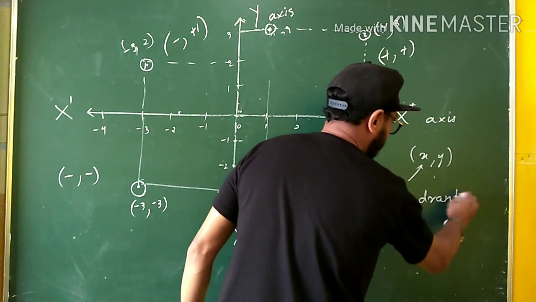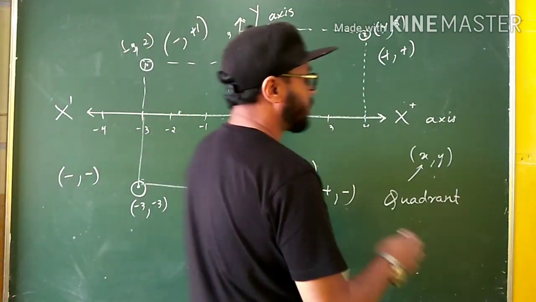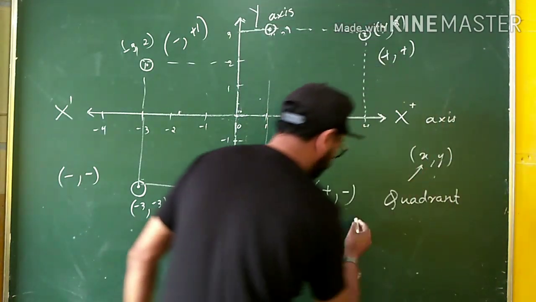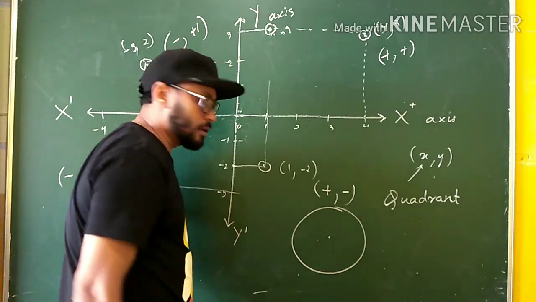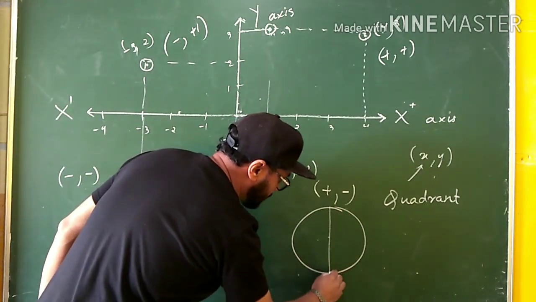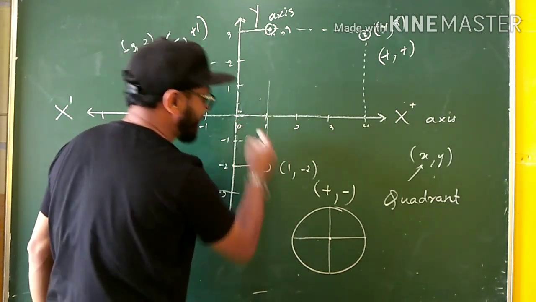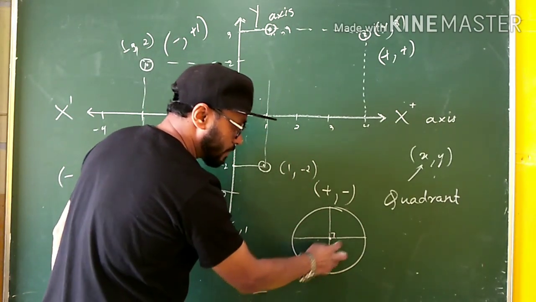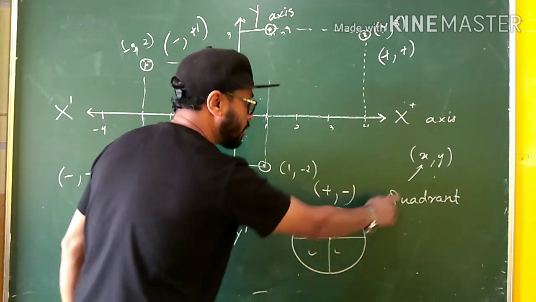What is it? Quadrant. Now, do you know what is a quadrant? Quadrant is nothing but a part of a circle. If you look at the circle, here is the center. If you take two diameters which pass through the center at an angle of 90 degrees, then these two diameters divide the circle into 4 equal parts. Each part is called a quadrant.